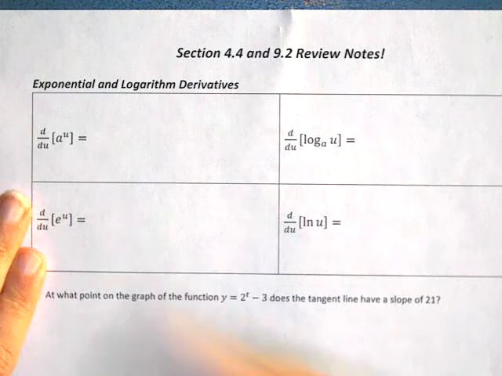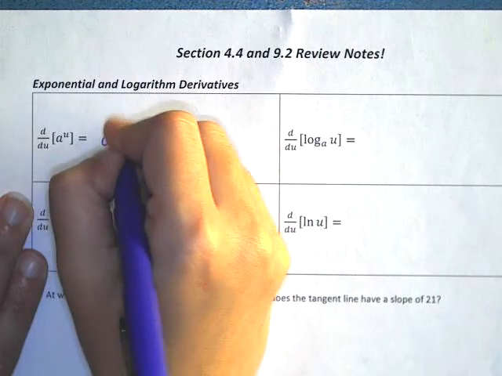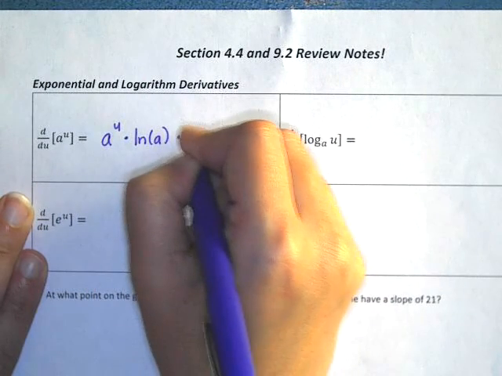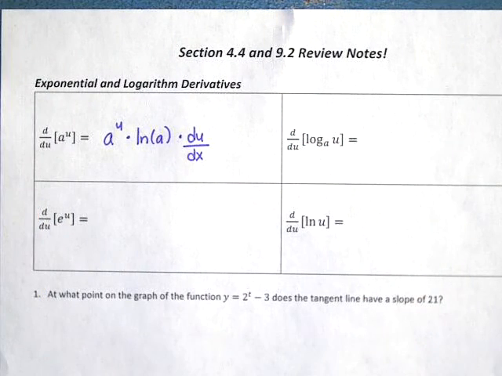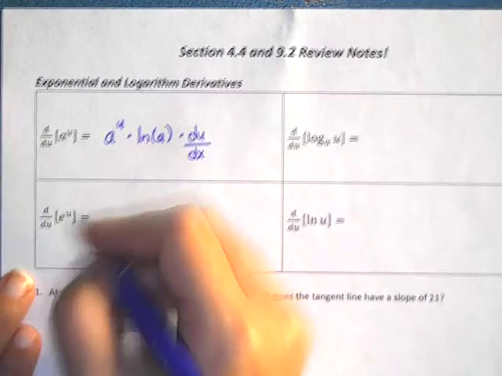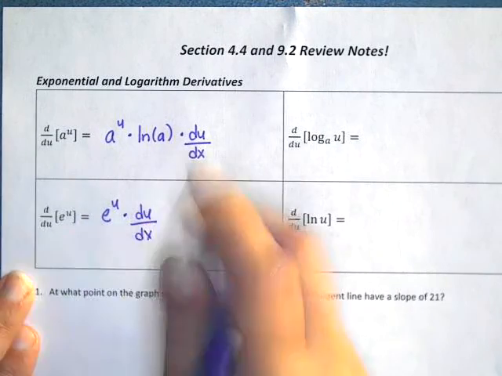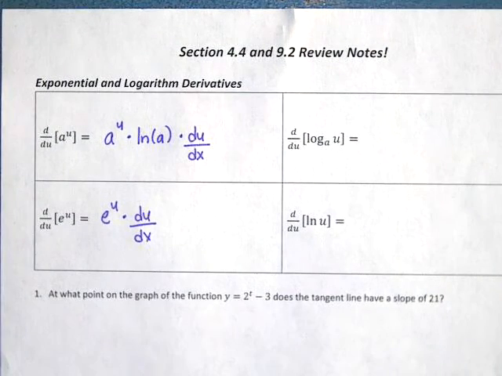We said if it's any number besides e to a power, it's just that same thing times the natural log of the base times the derivative of the power. That's the chain rule part. We said if it is e to the power, then it's just e to the power times the derivative of the power, because the natural log part would be 1 because the base is e.